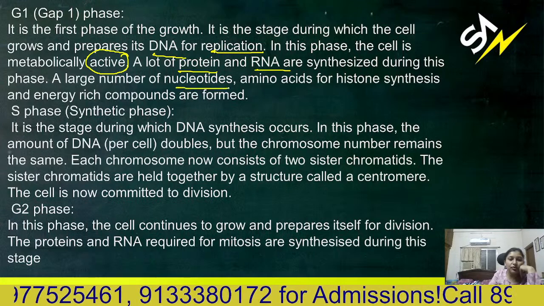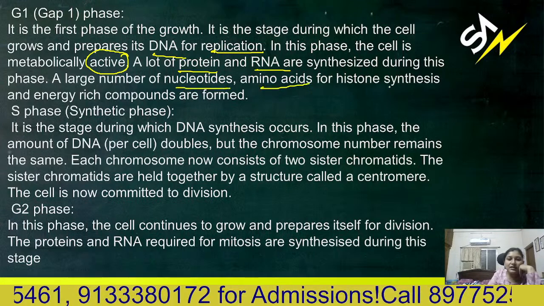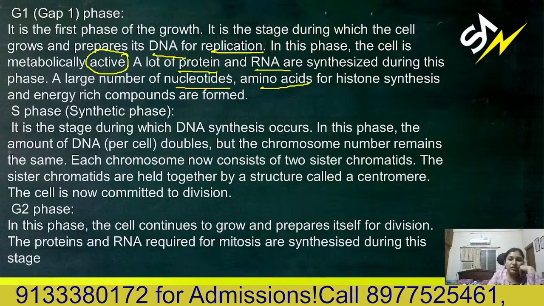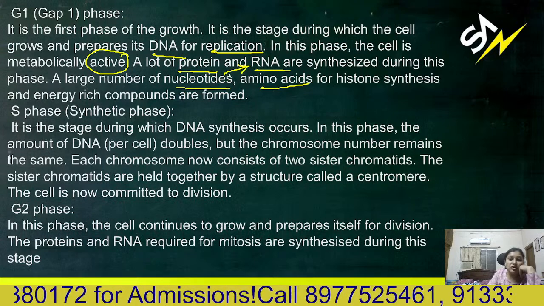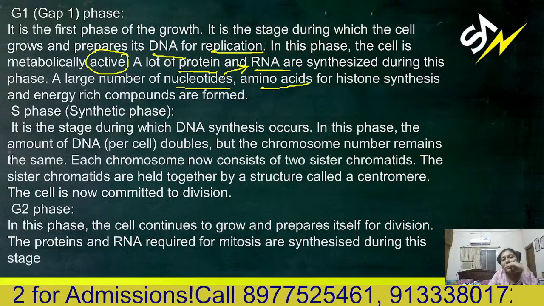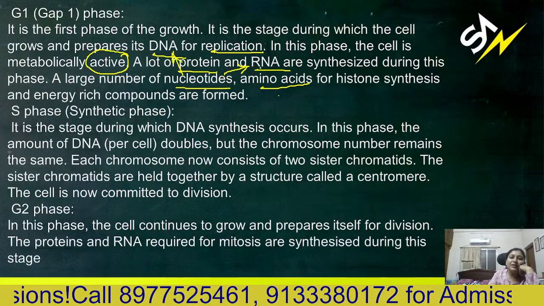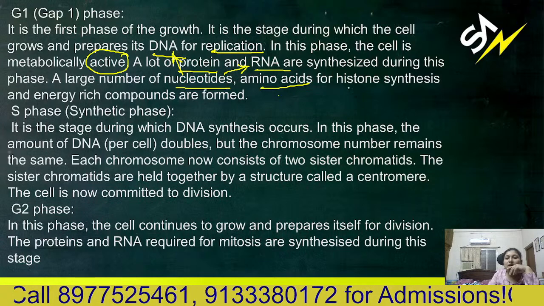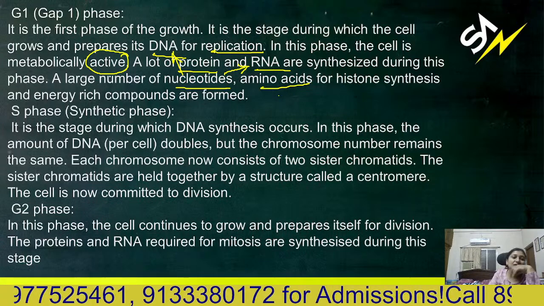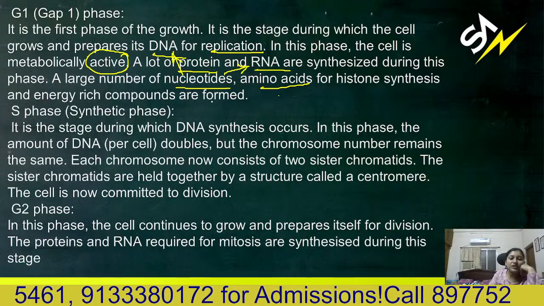Large numbers of nucleotides and amino acids are needed. Nucleotides are required in RNA synthesis as well as DNA synthesis, and amino acids for the synthesis of protein. Histones are also synthesized, and energy-rich compounds are formed.